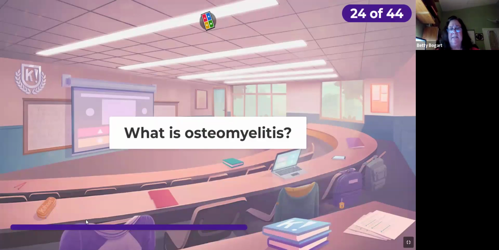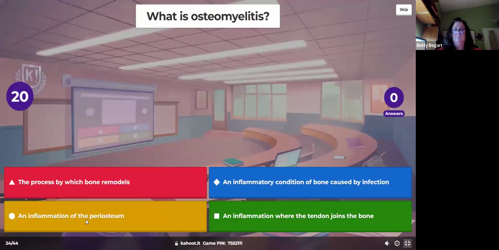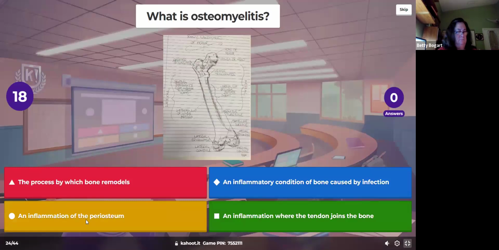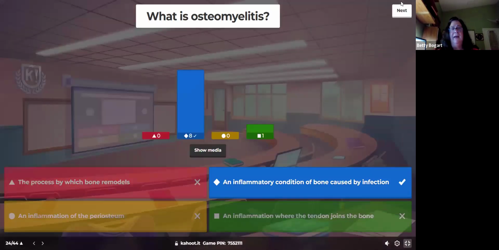What is osteomyelitis? So osteomyelitis is osteo is bone, itis is inflammation or infection. Inflammatory condition of the bone caused by infection. Very good.